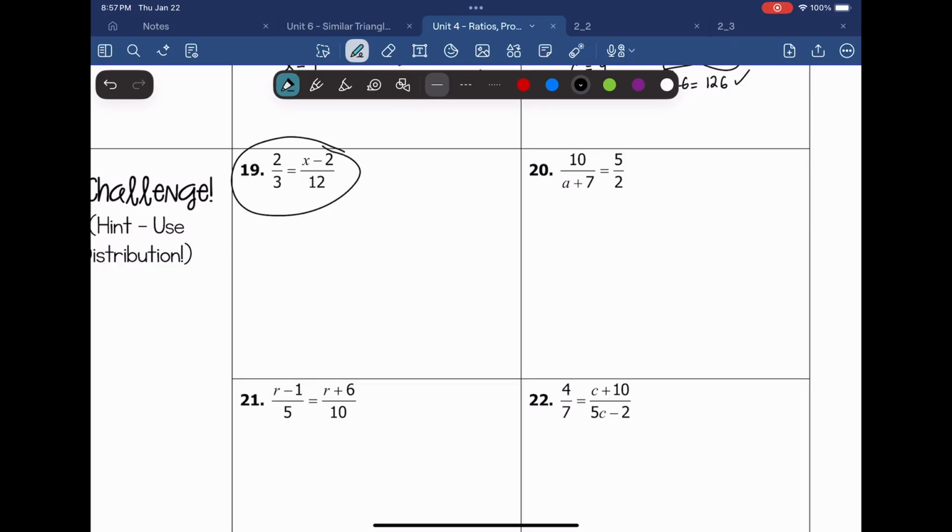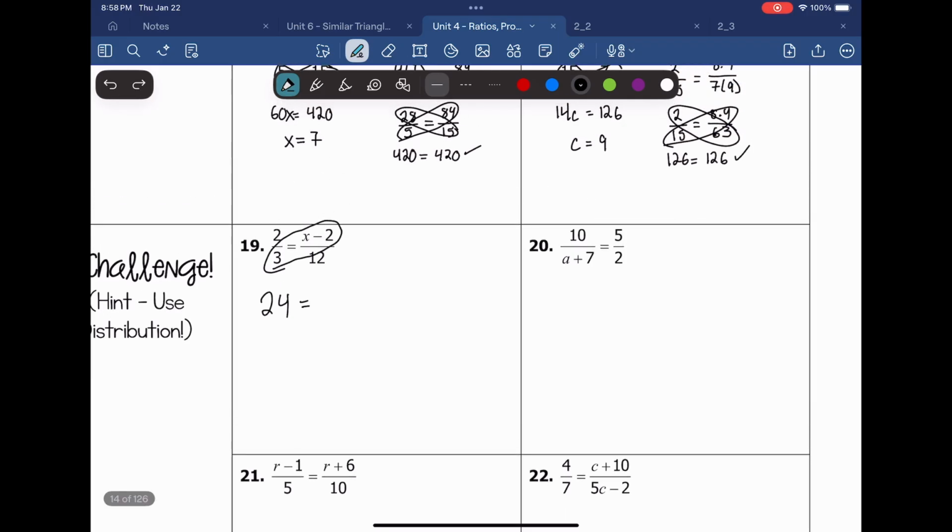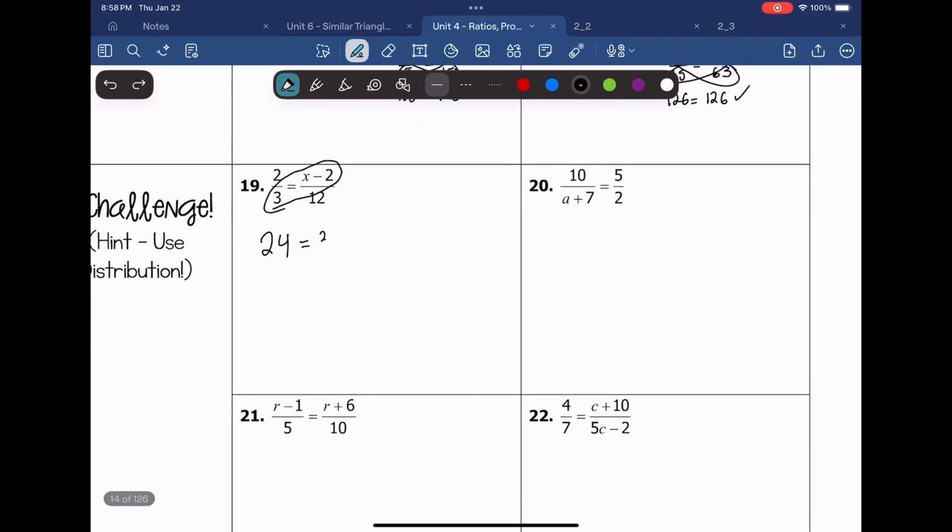You've got your proportion set up. You know these are proportional because ratio equals ratio. That's what a proportion means. If you want to actually solve for your variable, you do the same thing as before. You find your cross product. So it is 2 times 12, which is 24. But over here you have 3 times the quantity, the whole thing, x minus 2.